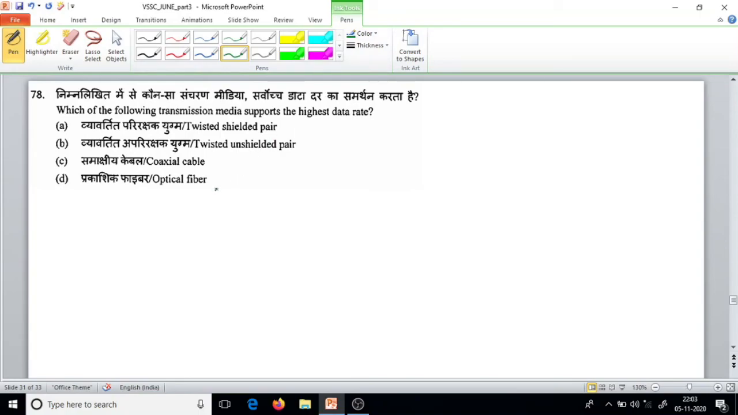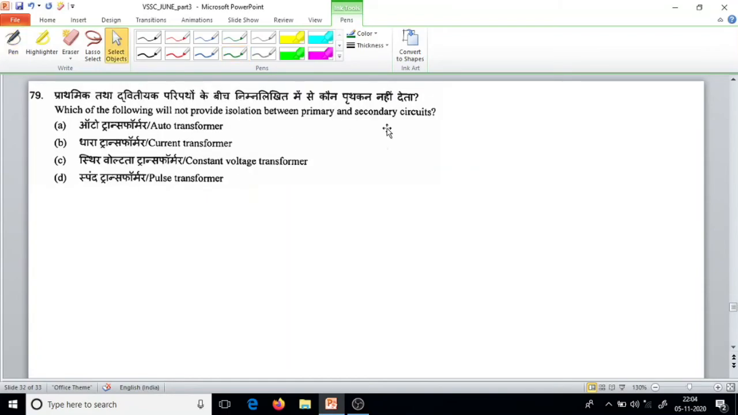Question number 79. Which of the following will not provide isolation between primary and secondary circuits? The answer is auto transformer. In an auto transformer, from the single winding only we are tapping the voltages. Auto transformer doesn't have a secondary winding. It is using only a single winding. So the answer is auto transformer. It doesn't have any isolation.